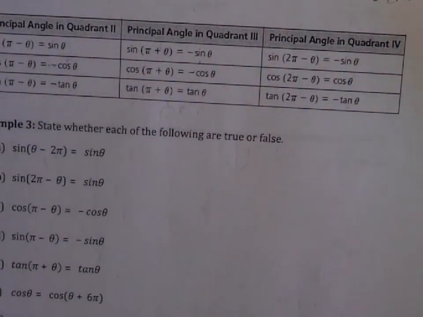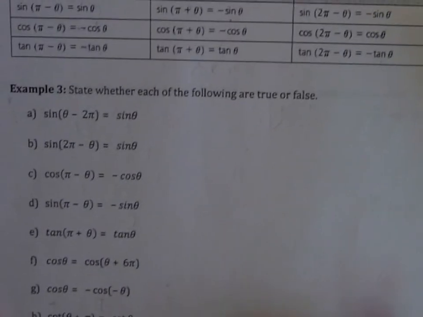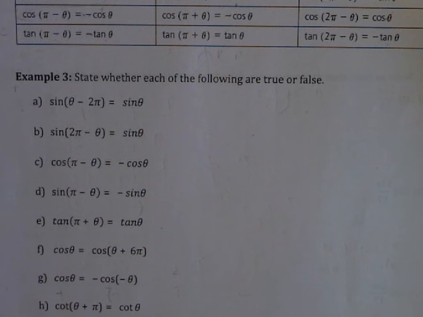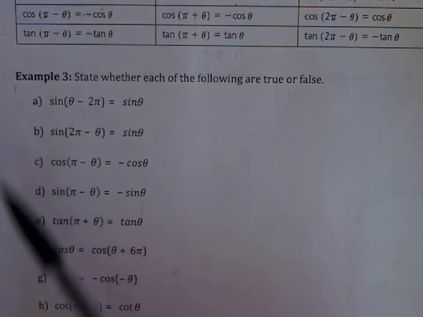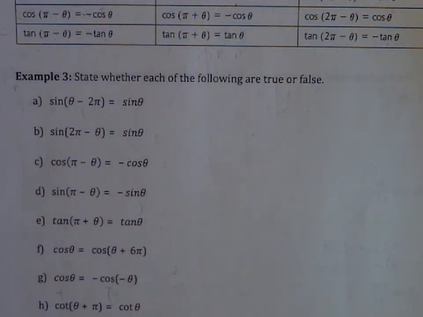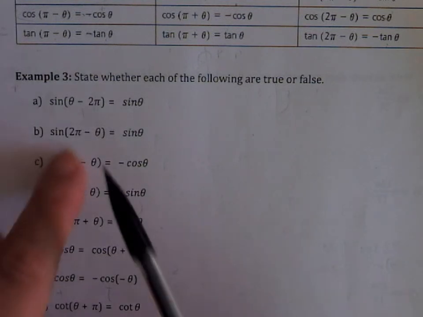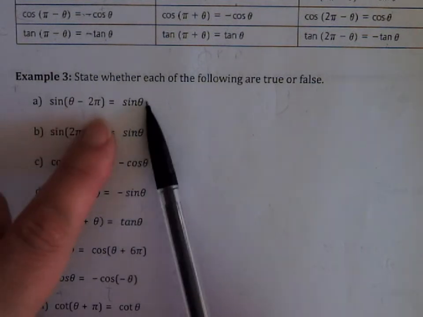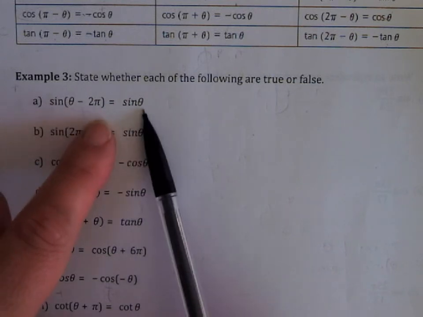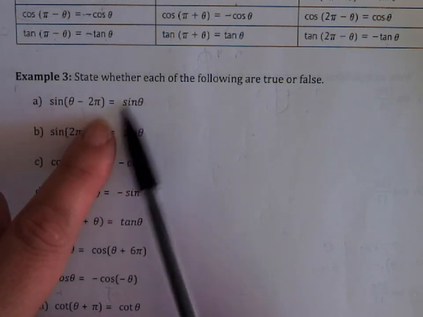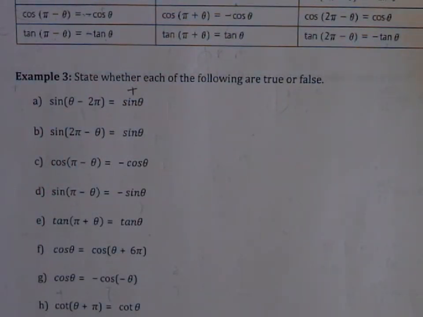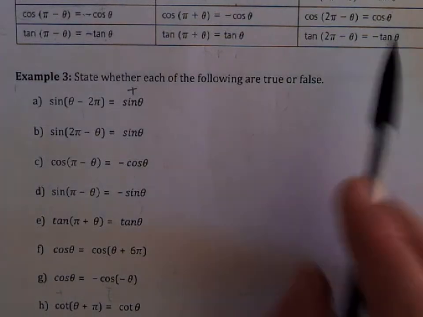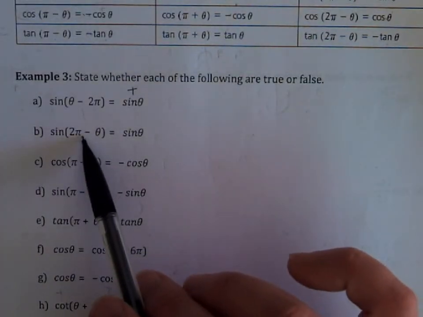Okay, so based on that, we have this kind of question. State whether each of the following are true or false. Basically we're going to check the sign of the left side and the sign of the right side, and check if they are equal. So the first one, sine of theta minus 2 pi equals sine theta. We know that sine theta is positive. How about theta minus 2 pi? It is not 2 pi minus theta, but theta minus 2 pi.